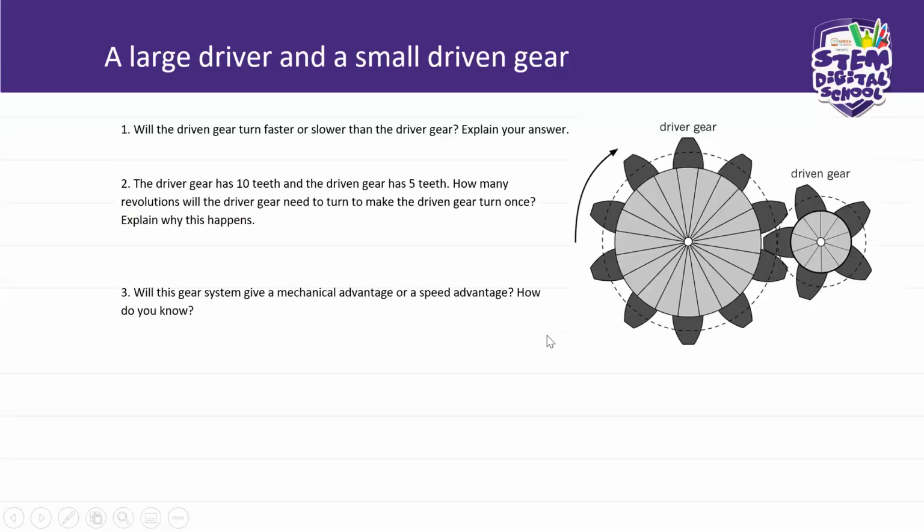A large driver, and we have just reversed the positions. Will the driven gear turn faster or slower than the driver gear? This is now the driver gear, and this is the driven gear. Will this one turn faster? Will the driven gear, this one, turn faster or slower than the driver gear? Why?